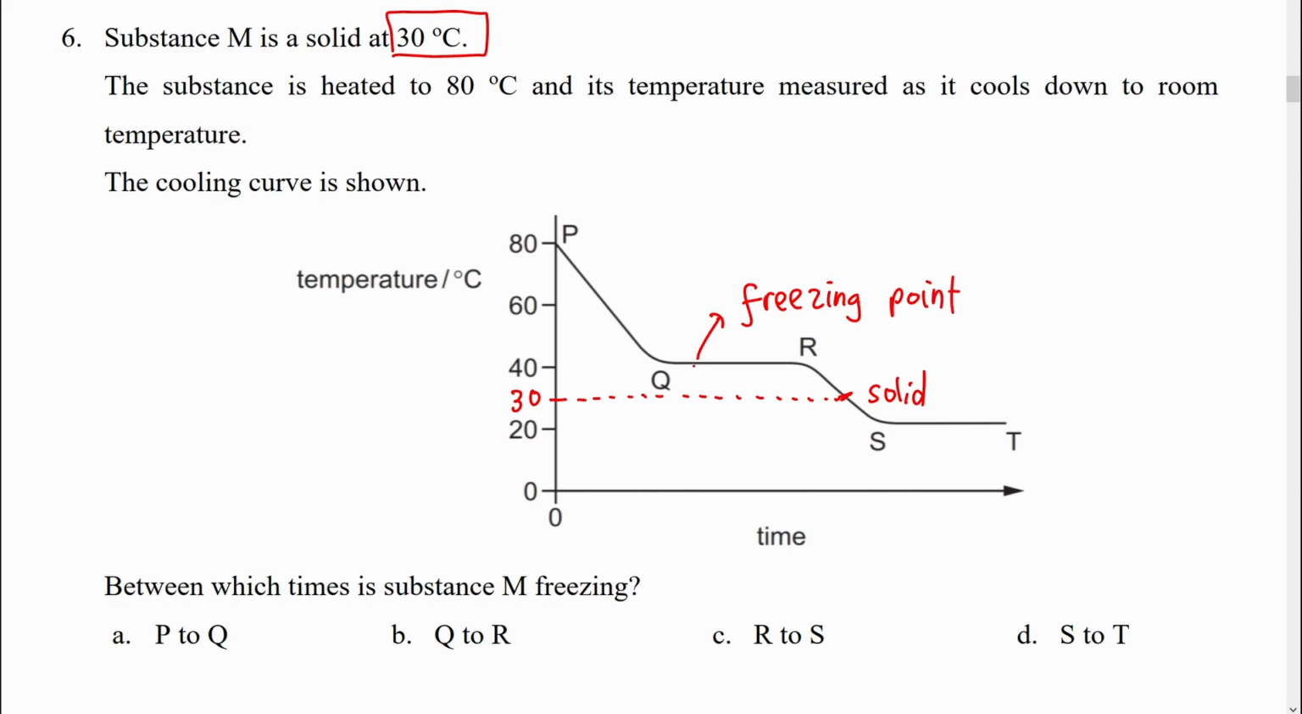Okay, so anything below the freezing point is going to be solid. So the question asks between which times the substance M is freezing, which is between where it starts to freeze, right? So the answer is B, Q and R.